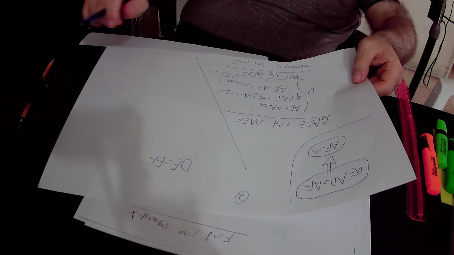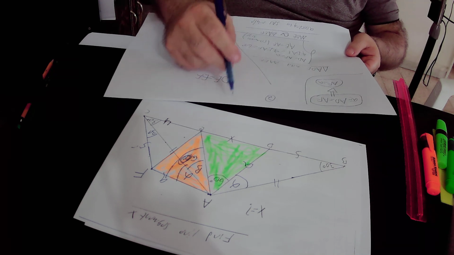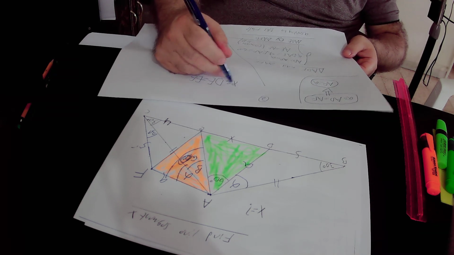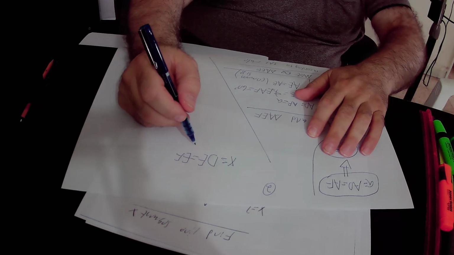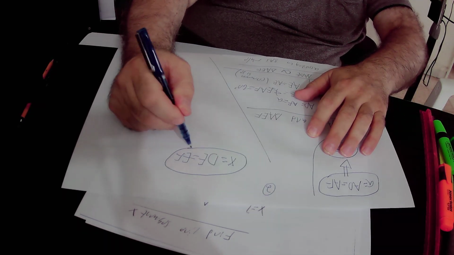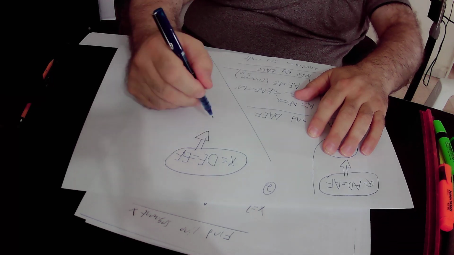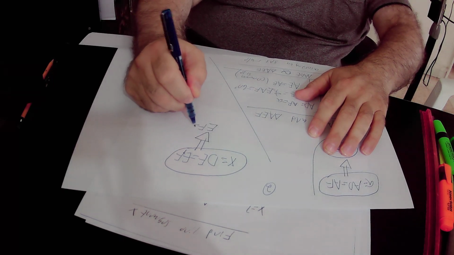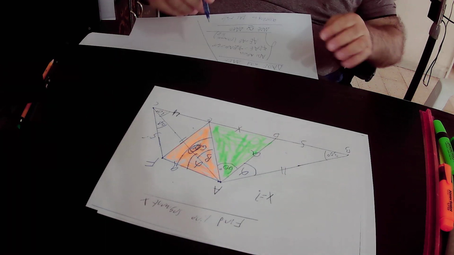So DE equals EF, but according to what is given in the question, DE equals x. You can write down that DE equals x, and from this equation x equals DE equals EF, we will derive that side EF is also equal to x. Side EF is also equal to x.